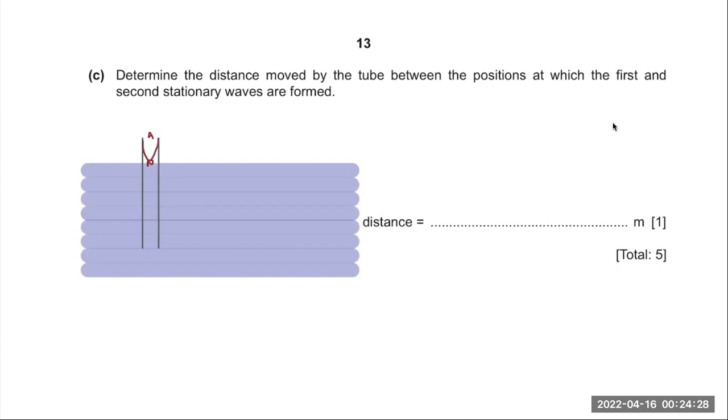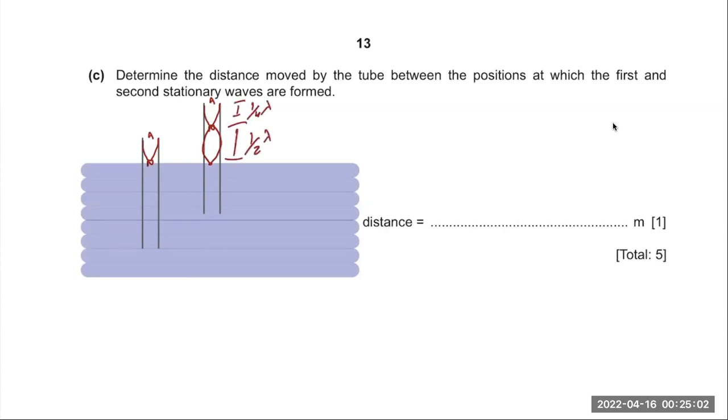For the second loud sound, as we pull it out, once again, you need a node over here and you need an antinode over here. You'll have something like this. A node, antinode, node, and then an antinode. That's the next loud sound as you pull it out. This is half a wavelength. This is quarter of a wavelength.